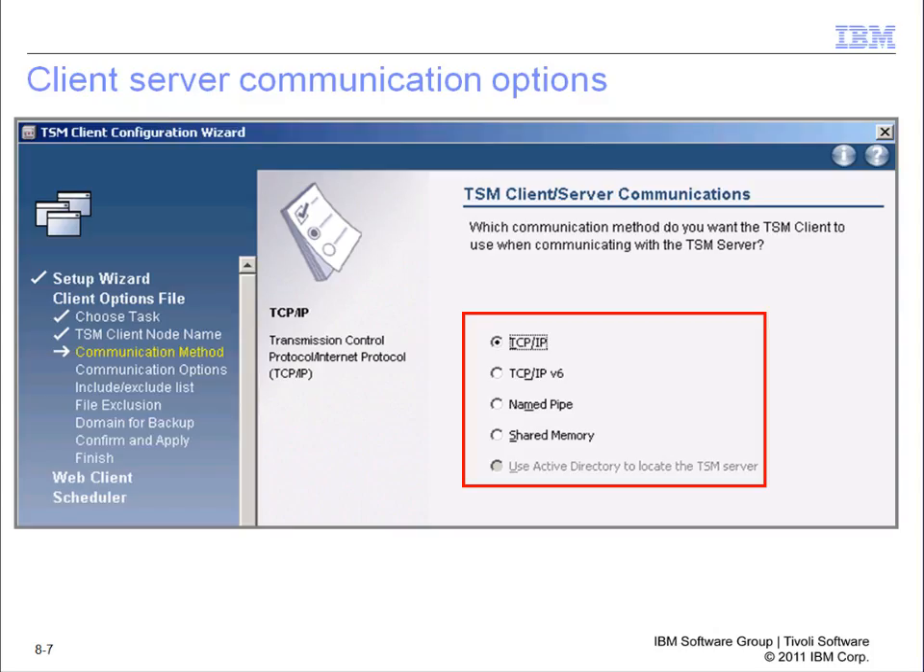Using the wizard with your backup archive GUI, you'll notice we've got our client options file set up. We've already selected the task, we've named the node name, and on this screen we're defining the communication method, or COM method. As you go through the wizard, you would then add communication options and build an include-exclude list. We have a whole lesson on include-exclude. Then your file exclusions, domain, and then you would create your options file.